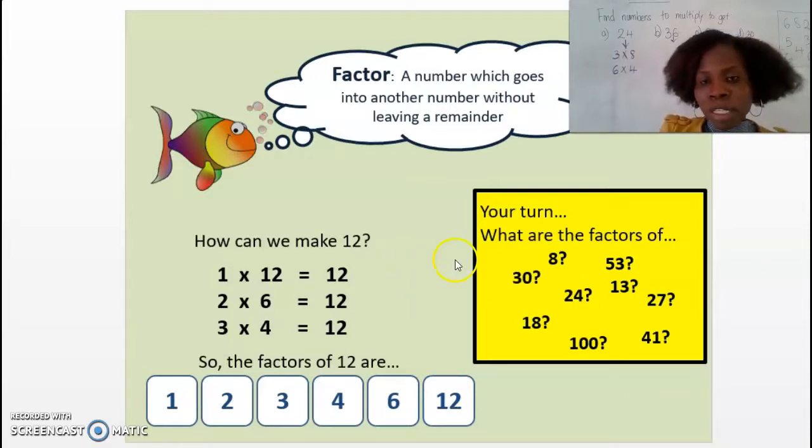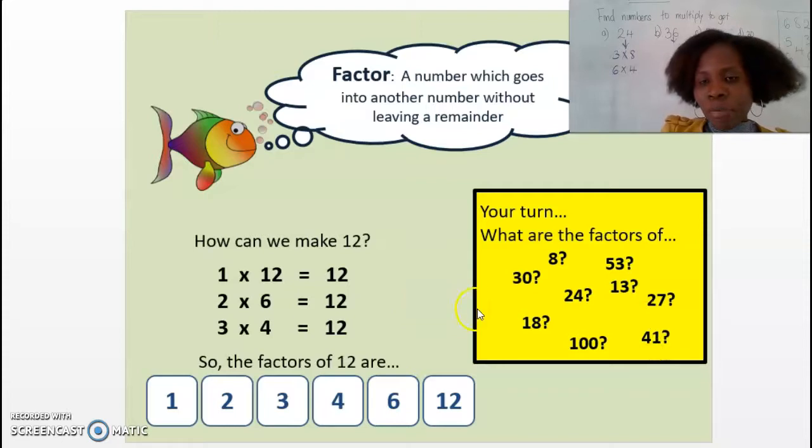So it's your turn now. What are the factors of 8? What are the factors of 30? What are the factors of 24? What are the factors of 18? What are the factors of 53? What are the factors of 13? What are the factors of 27? And what are the factors of 41?